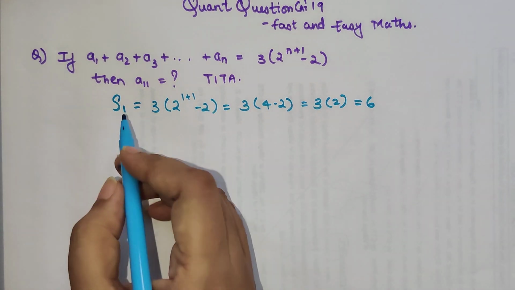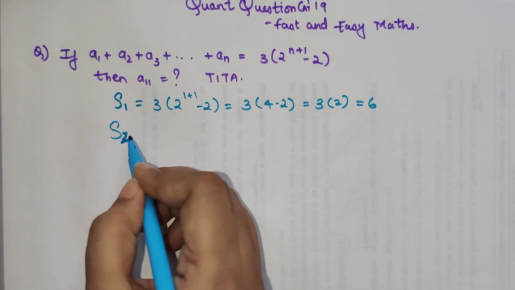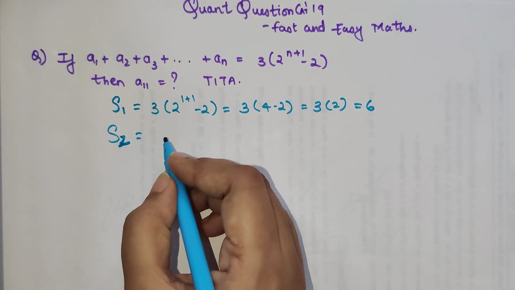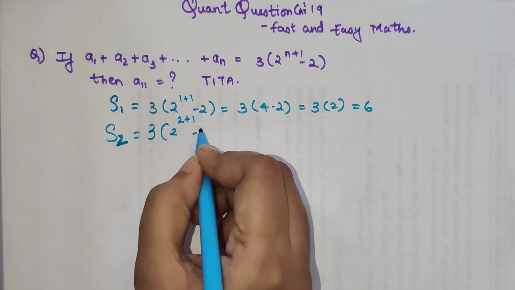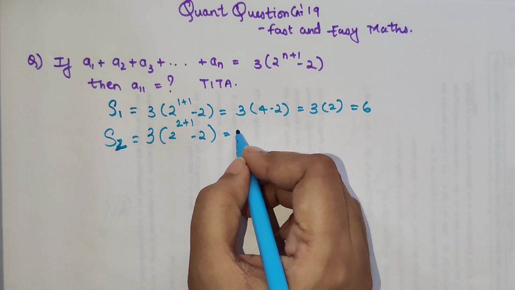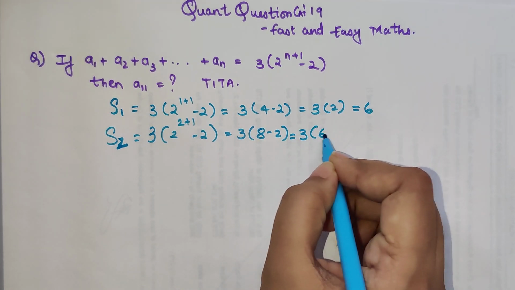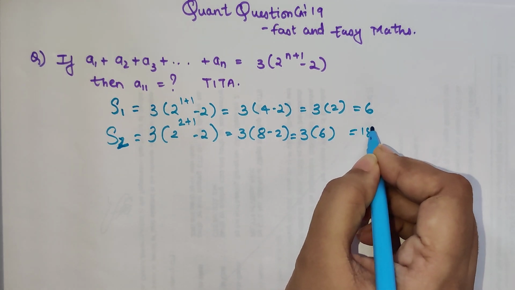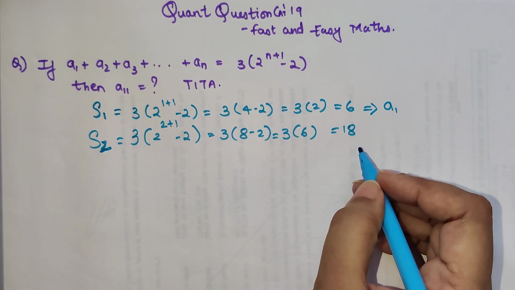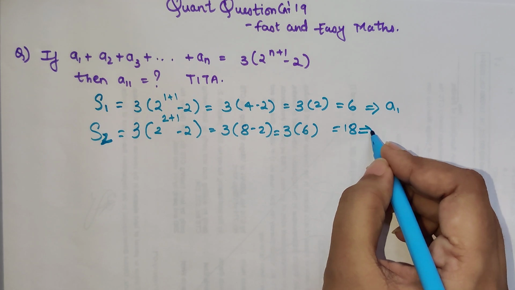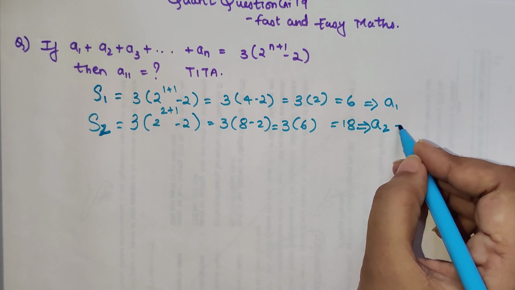Now please understand, I need to check the value of S2 as well, because just S1 is not giving me any idea how to solve this particular question. So similarly, I'm just going to put 2 raised to 2 plus 1 minus 2, which is equal to 3 into 8 minus 2. So that is giving me 3 into 6, that is 18. So here I know this is my A1, and from here I can say my A2 is nothing but 18 minus 6, so that is coming out to be 12.